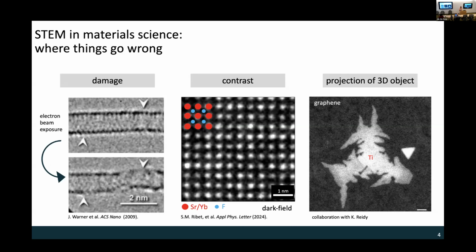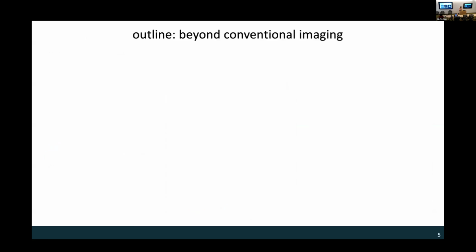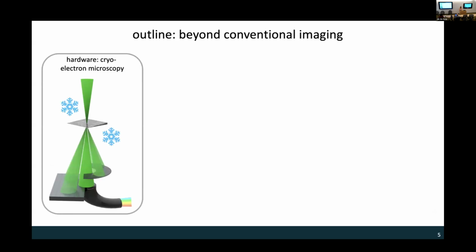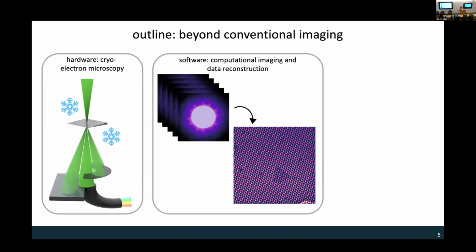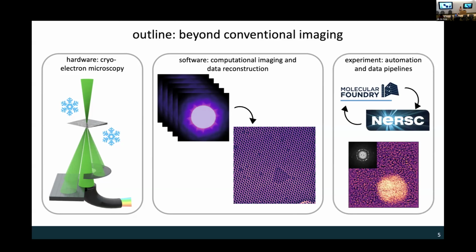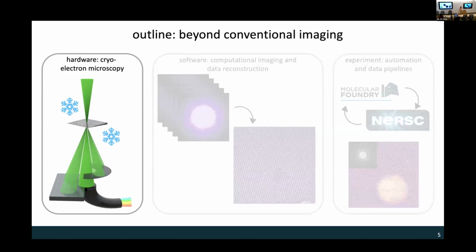So you need to move beyond just this conventional imaging. So this is what my talk is about, how can we do better? And this is really what we work on at NSEM. And I have three parts of the talk. First, I'm going to very briefly talk about hardware and specifically cryo-electron microscopy. The main part of my talk is about software, so different types of approaches we can use for reconstructing data to get better images. And then in the end, I'm going to talk about experiments and specifically about automation and data pipelines, specifically as related to NERSC.